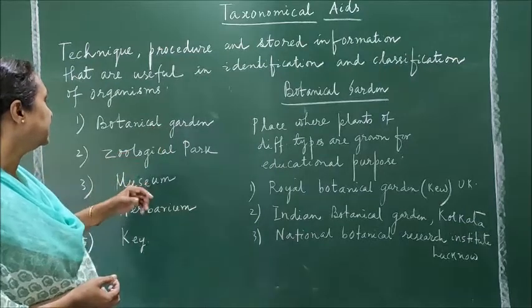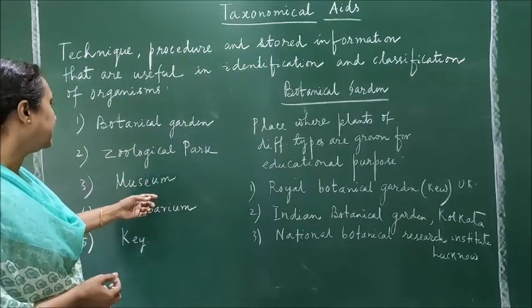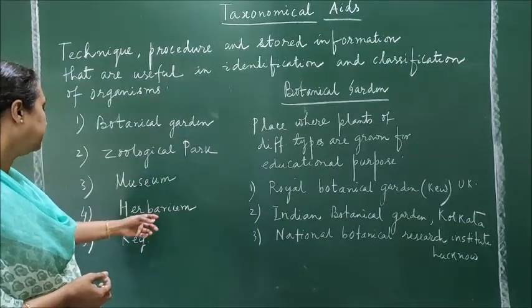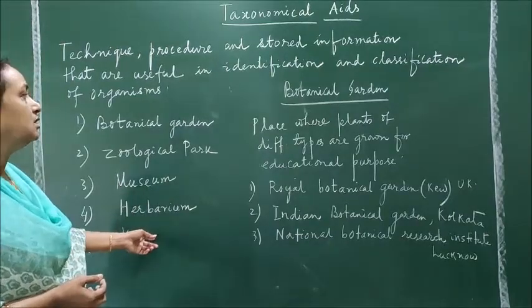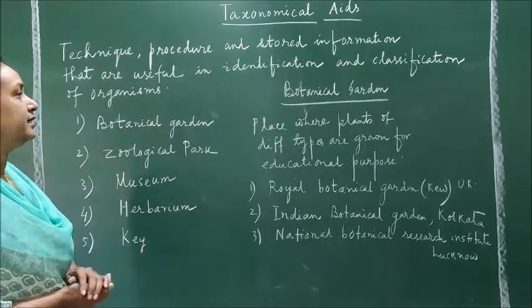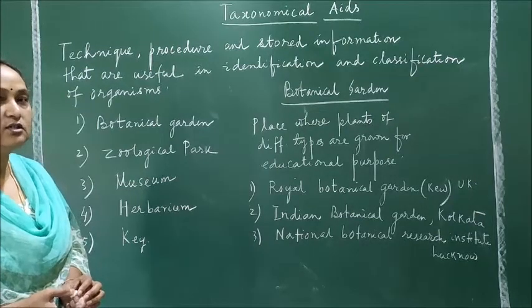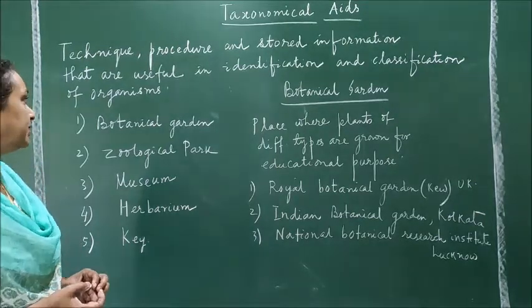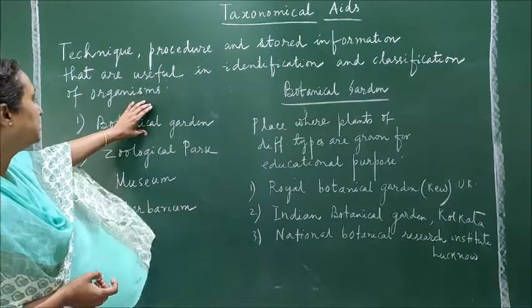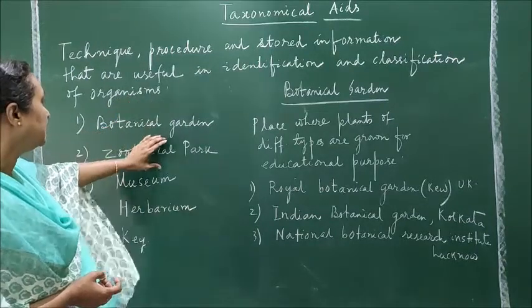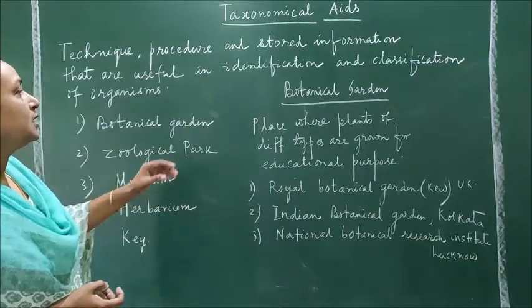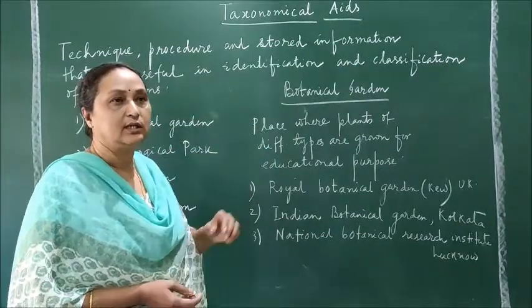So there are different kinds of taxonomical aids. For example, botanical garden, zoological park, museum, herbarium and key. So all these taxonomical aids are helping taxonomists or the biologists to study taxonomy. Alright, so one by one I will discuss what all these taxonomical aids are. Now the number one, that is botanical garden.